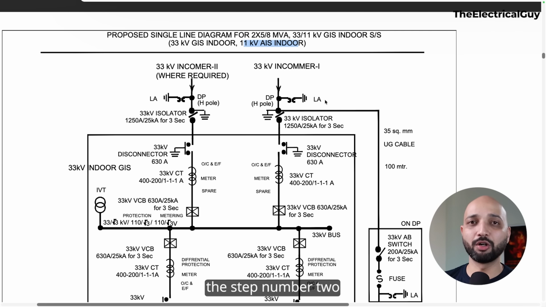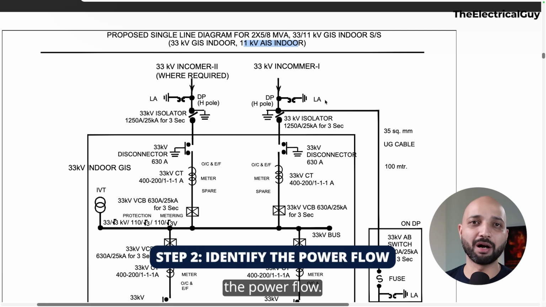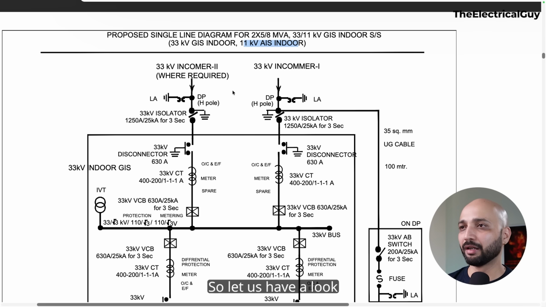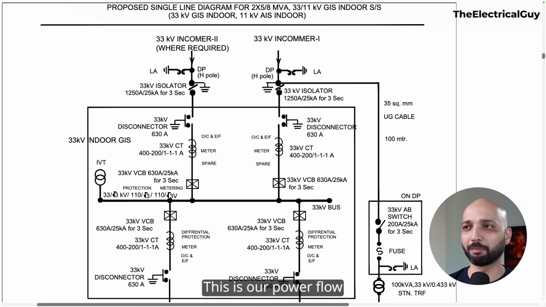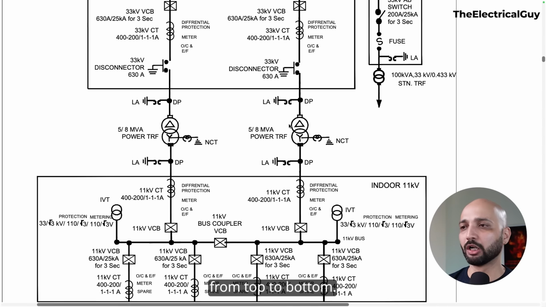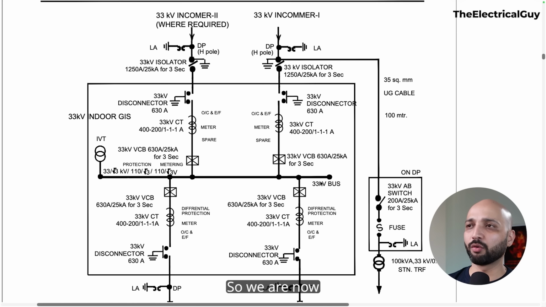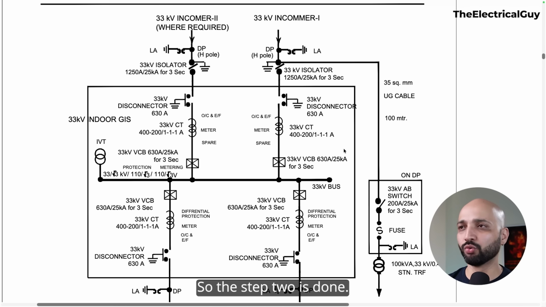Moving on, step number 2 is to identify the power flow. This is very crucial to know, because that way you will have a clear idea of the flow that you need to follow in order to understand the diagram. So let us have a look at our single line diagram. As you can see here, it is clearly mentioned we have 33 kV incomer 1 and incomer 2. That means this is our incomer, this is our power flow, and power will flow from top to bottom. If you go to the bottom, you see we have 11 kV feeders, so power is going out. So we are now clear with the power flow, and step 2 is done.